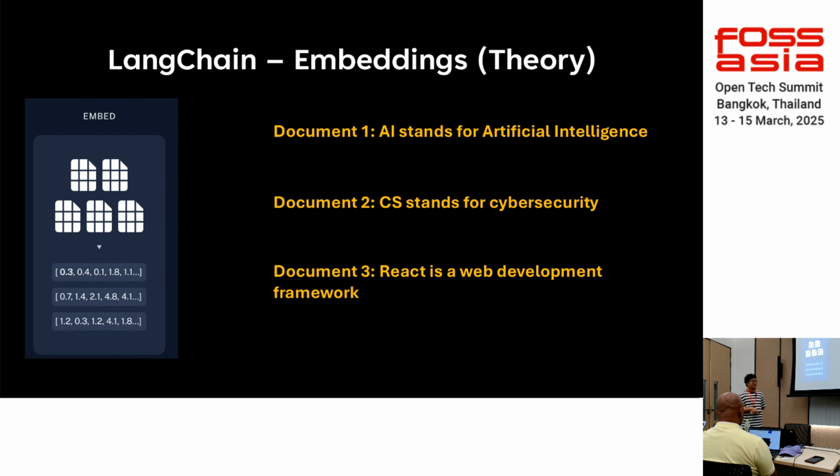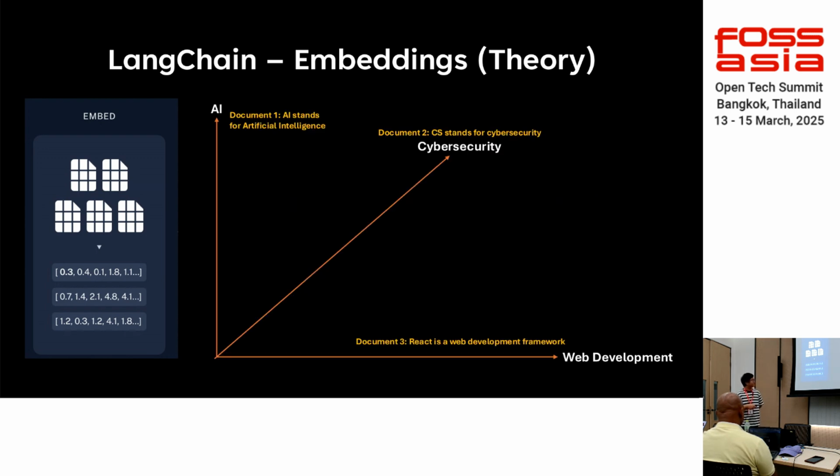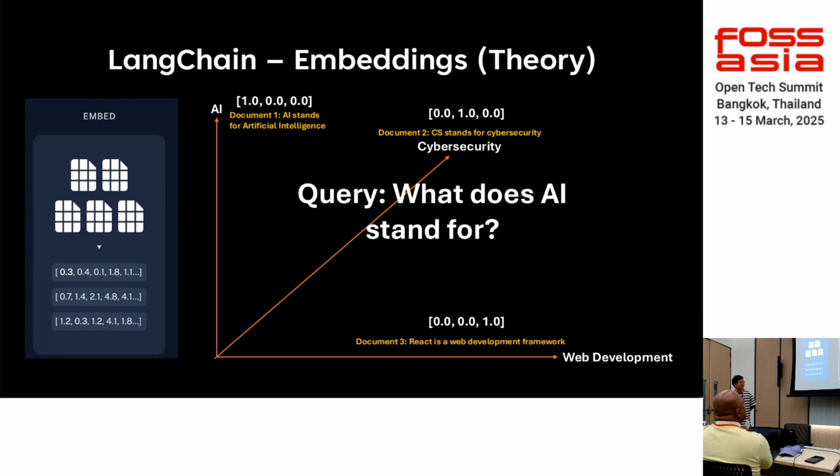Okay. So I have these three sample documents. If I map them into this three-dimensional space of AI, cybersecurity, and web development, Document 1 will be naturally closer to AI. Document 2 is a cybersecurity thing, and web development is a React thing. So I guess I'll give it some coordinates, this is just something different. So maybe this document has the coordinates 1, 0, 0, this one is 0, 1, 0, and this is 0, 0, 1.